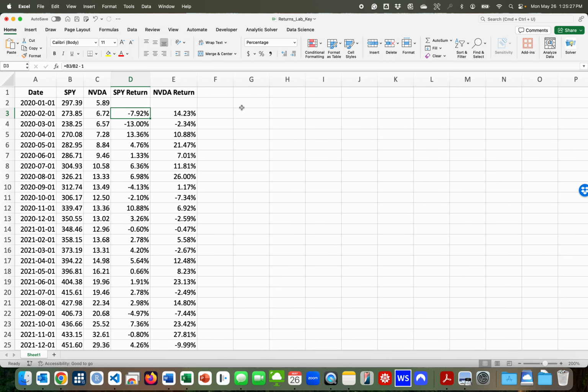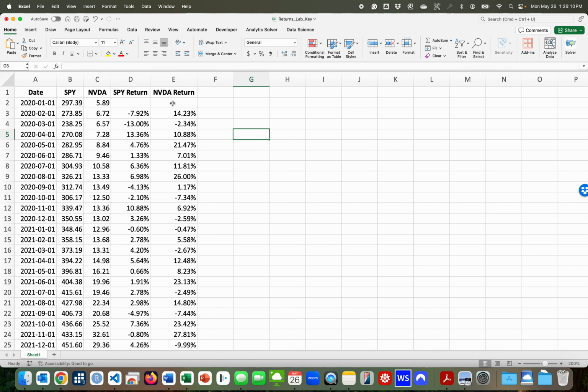This tells us that between January and February 2020, SPY returned negative 7.92%. So the price fell by 7.92%. NVIDIA increased by 14.23%. This says between March and February 2020, SPY had a negative 13% return. NVIDIA had a negative 2.34% return. Here, SPY increased 13.36% compared to 10.88% for NVIDIA.